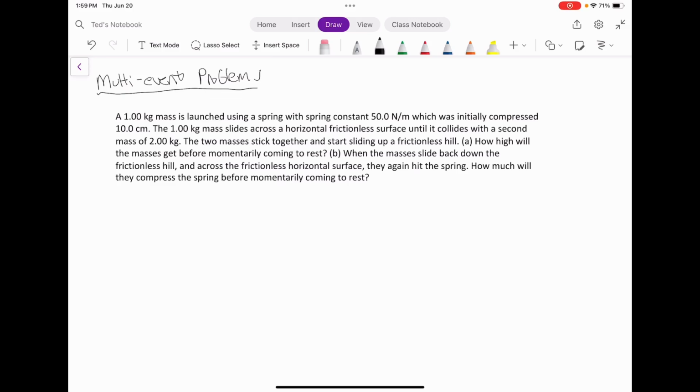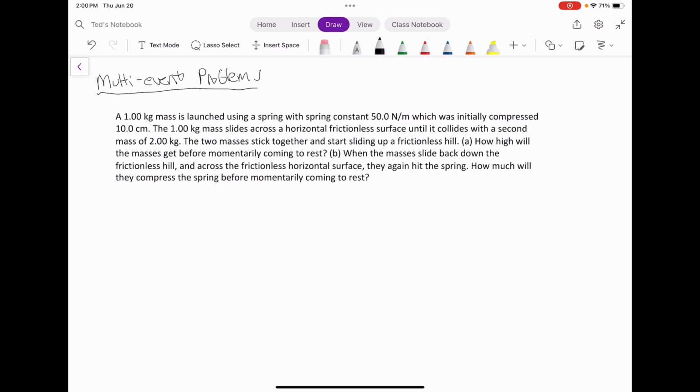Okay, a bunch of our problems this week have multiple events in the same problem, and we will have to decide whether we're going to use conservation of momentum or conservation of energy for each event. So, let's take a look at a problem like it.